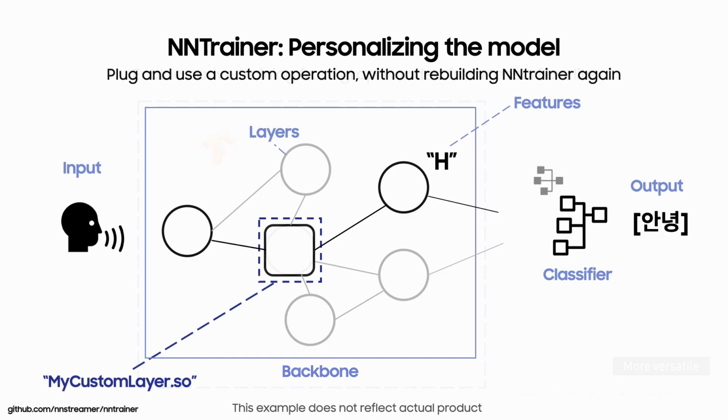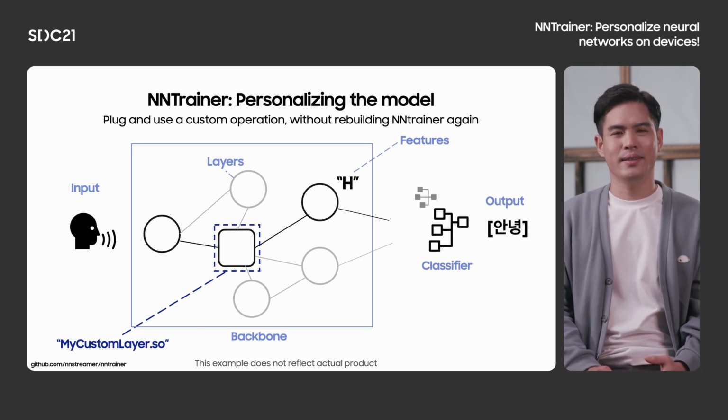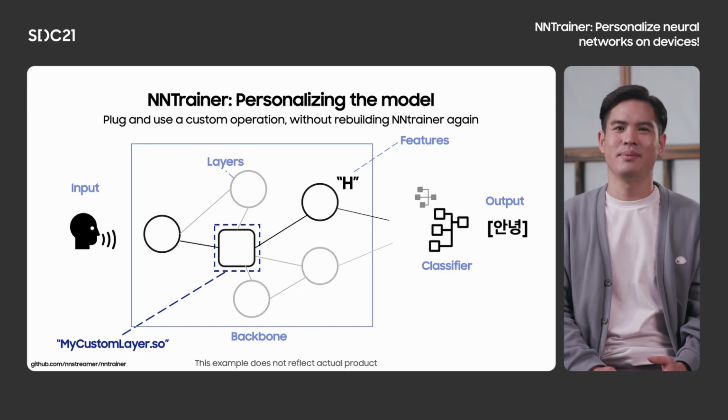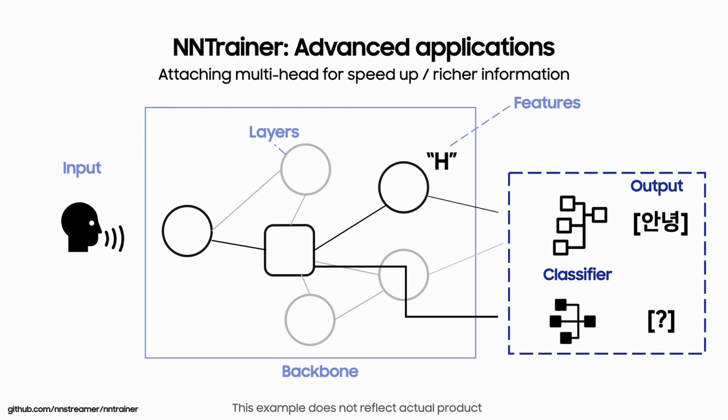If you need an operation which we don't support, you don't need to worry. We provide shared object-based plugins, so you can build your own as a separate SO, and plug it in without rebuilding the whole NNTrainer again. With those basic functionalities, you can construct a trainable model for your needs.